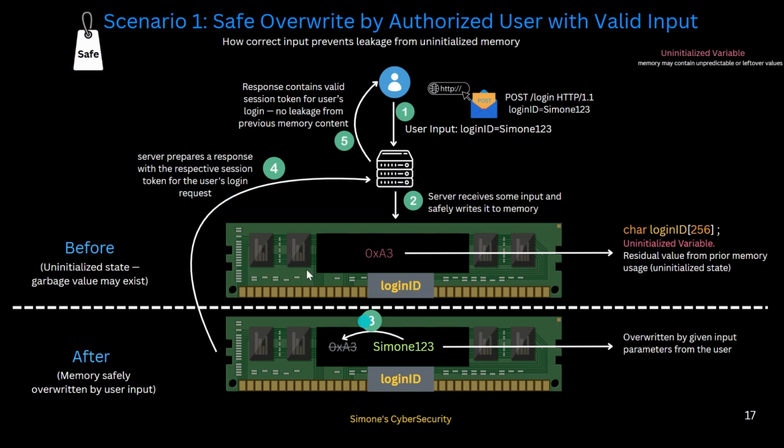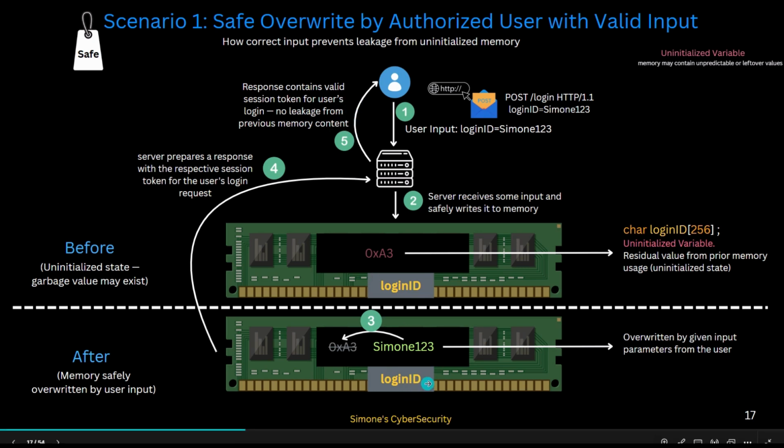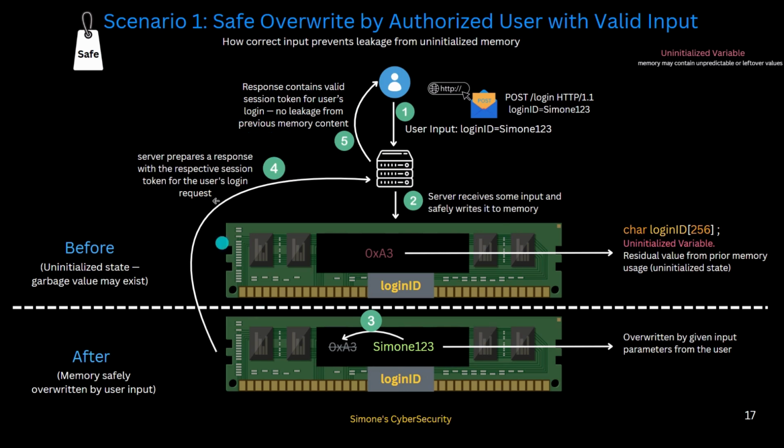If the login ID is right, then the server will give the actual valid token to the user for that authorized session. If the login ID is incorrect, the server might give some kind of login related output, maybe some error or something else. But the important thing is that the input was provided by the user, some value was given to the server to work with, so the server was able to process this request normally. And then in step 5, the server sent the response back to the user. Since the memory was properly overwritten with the user input, there is no risk of exposing old or leftover content from the memory. So all is good, life's good here.